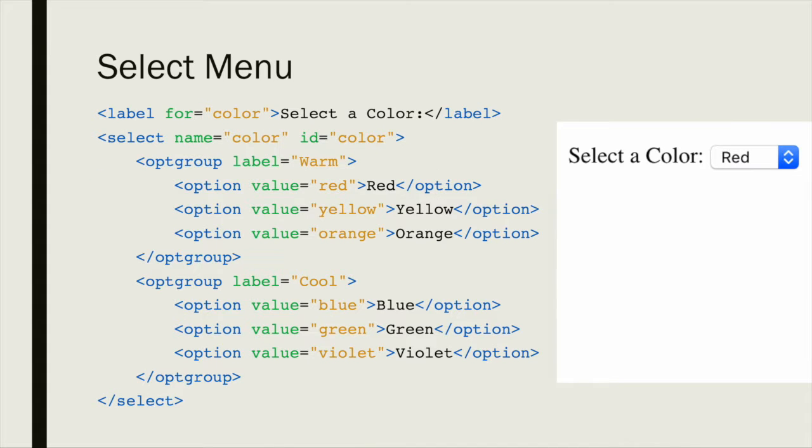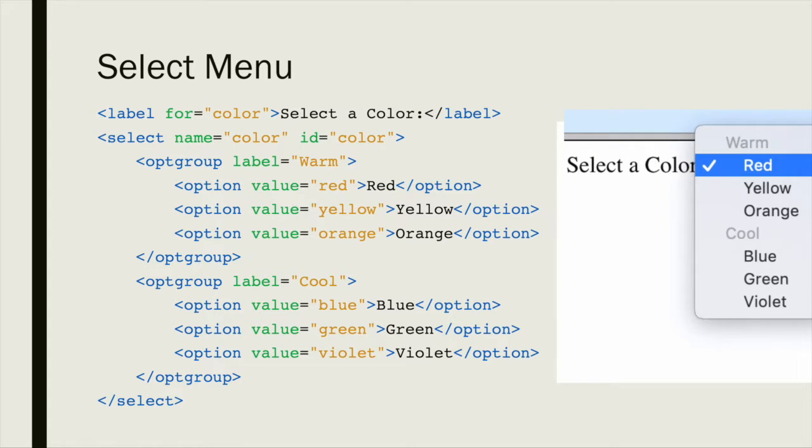Let's look at a more complicated example using the optgroup or option group. Again, the label has the same for attribute as the ID of the select, and we're using the optgroup to group these different items based on, in this case, the warmth or coolness of the color. So red, yellow, and orange are warm, and blue, green, and violet are cool. When someone selects a color, and since red is already selected because it's the first available option, they click on it, and now warm and cool become option groups. You can't select them, but it just allows you to see what a group of that option would be like. So in this case, you can select from the warm or the cool grouping.